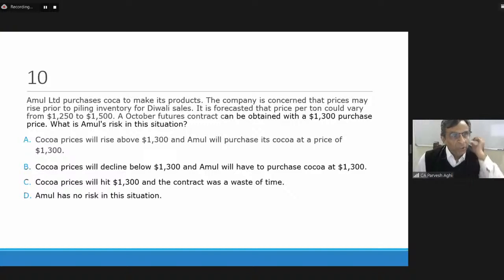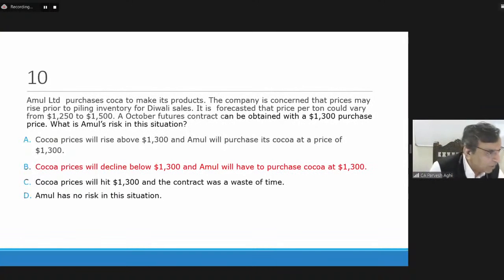So cocoa will decline below 1,300, Amul will have to purchase the cocoa at 1,300. Cocoa price will rise above 1,300 and Amul will purchase the cocoa at a price of 1,300. So yeah, absolutely, I think some answers I'm getting right. So 10th, Chavi, B. So let's see B. Yeah, B is the right answer.